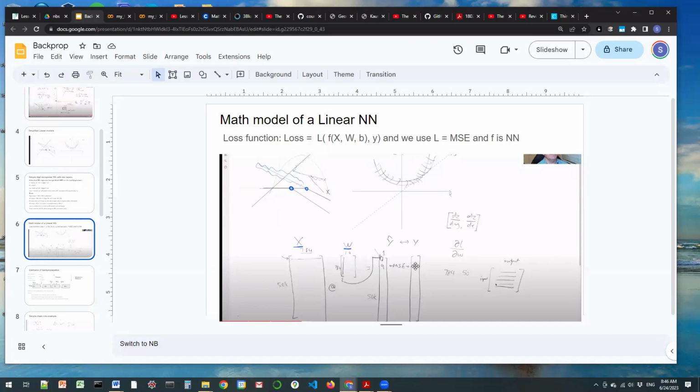But we know that the actual value is 2. So we calculate the loss. The question is, using this loss, how do we determine in what direction we should change W1, W2, B1, and B2 so that our loss gets smaller? Because the smaller the loss, the better the neural network is at predicting the desired value, right?